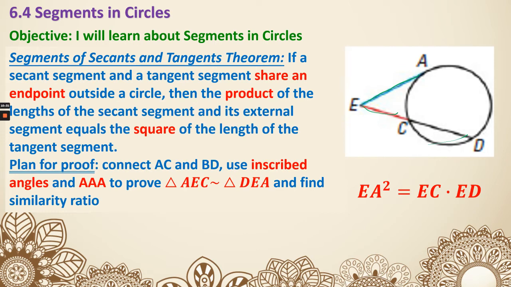If a secant segment and a tangent segment share an endpoint outside the circle, then the product of the length of the secant segment and its external segment equals the square of the length of the tangent segment. And of course, we can also prove this. We can connect AC and, well, there's no BD in this case. Actually, connect AC and AD.